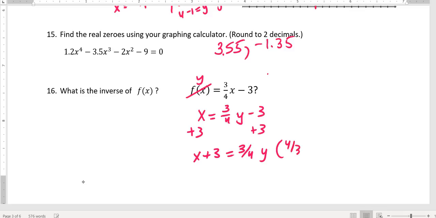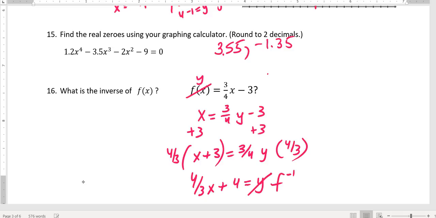Okay, so I'm going to multiply times the reciprocal, both sides. And I'm going to get 4/3 x plus 4 is equal to y. But I wasn't really looking for y. I want to call that inverse of x. Okay, so 4/3 x plus 4 is the inverse.